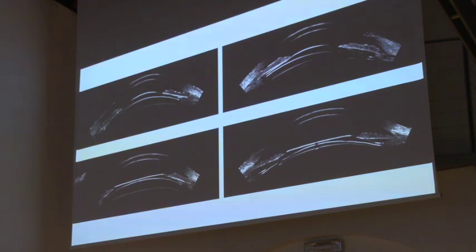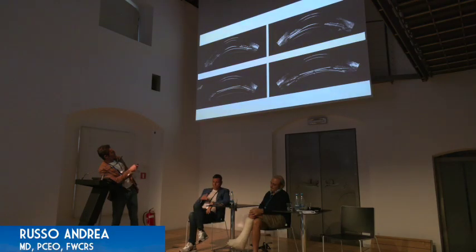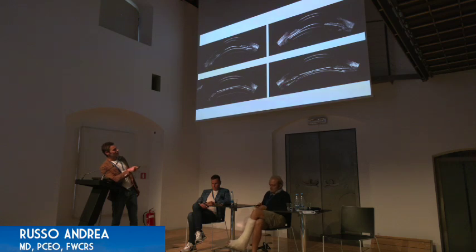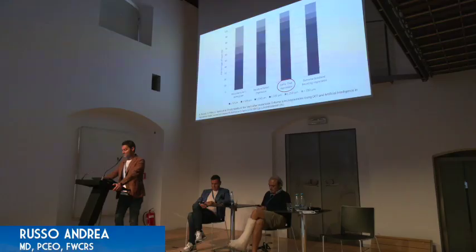As you can see from here, we have different positioning of ICLs. In the first case, the ICL is positioned in the sulcus, while in the second and the third picture, it is positioned half in the sulcus and half resting on the ciliary body. And in the last picture, you can see that the ICL is not in the sulcus, which is clear, while it is resting on the ciliary body. And this is the vast majority of cases. So we have some noise.